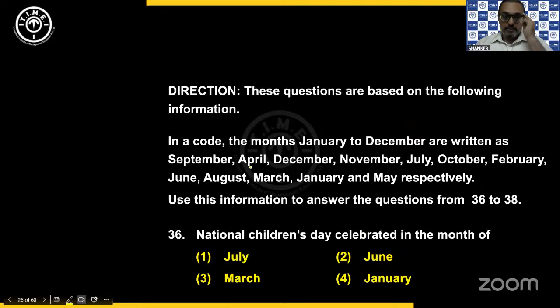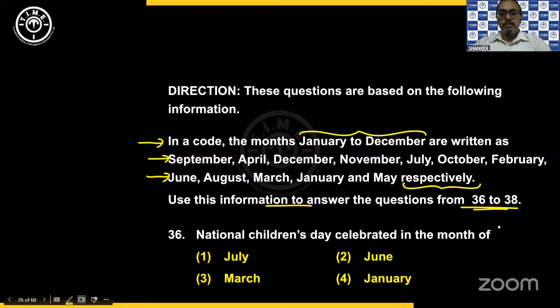Next. Again, a similar question to what we had earlier in a code. The months January to December are written like this, respectively, he says, and use this information to answer questions 36 to 38.